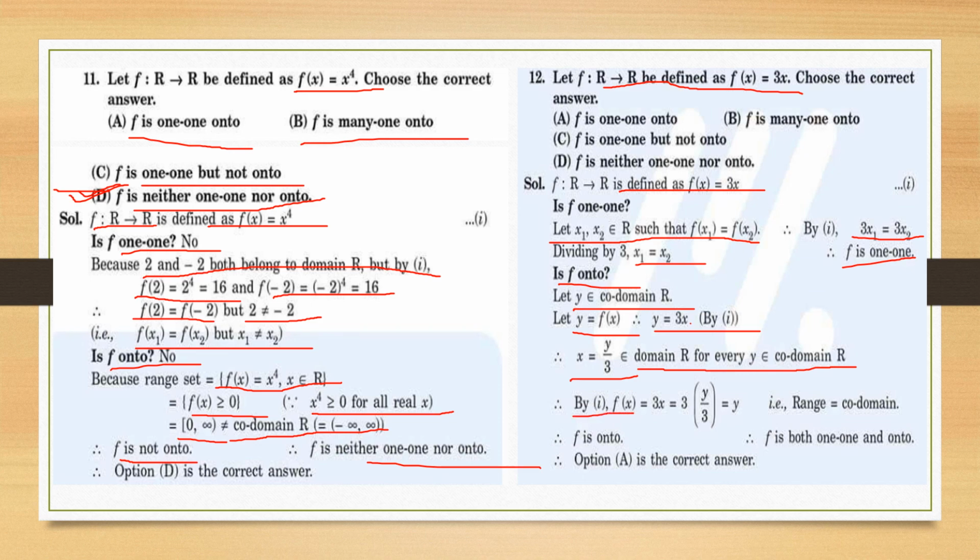Now take f(x) and put in place of x your y/3. If it turns out to be y: 3x is 3 times y/3, the 3 gets cancelled and you get y. So range becomes equal to codomain. So that means my function is onto. So it is going to be both one-one and onto. So that means my option is correct.